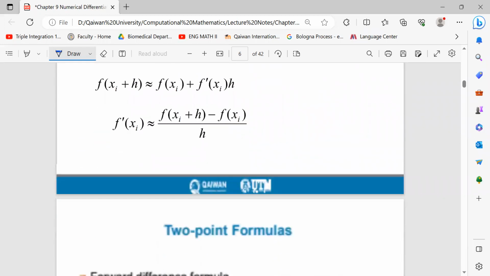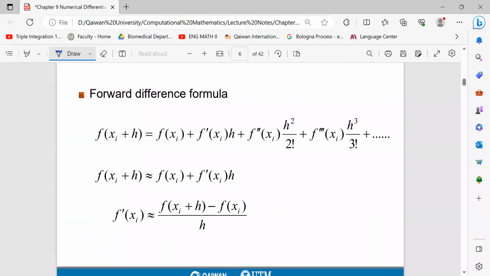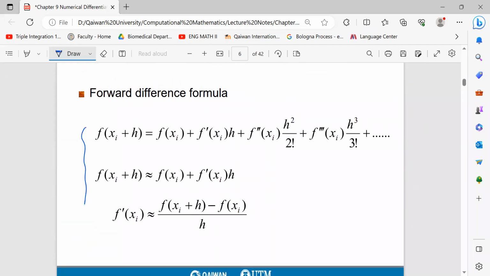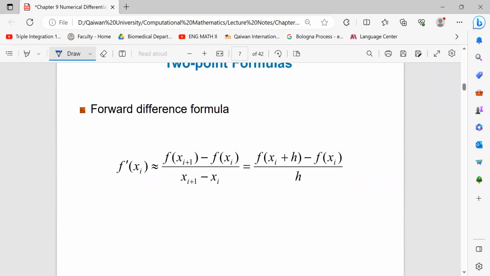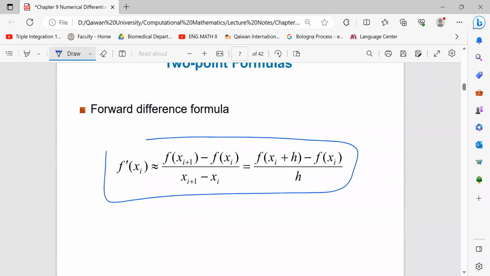Okay? You don't need to know the deriving of the rule. You just need to know this rule. And even this should be given in the exams. Okay? This should be given.